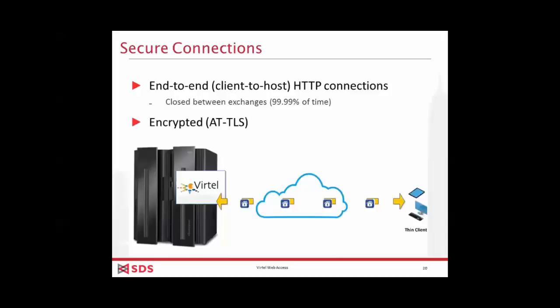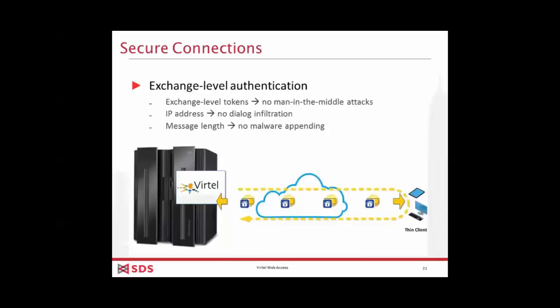Virtel's HTTP connections can be encrypted, in which case encryption is provided through ATTLS. Exchanges between host and client are uniquely authenticated using a proprietary system of dynamically generated exchange tokens, which prevent man-in-the-middle attacks. With each return from the client to the host, Virtel also controls the IP address, which prevents outsiders from infiltrating the client-host dialogue, and also the message length, which prevents the appending of malware to incoming messages.